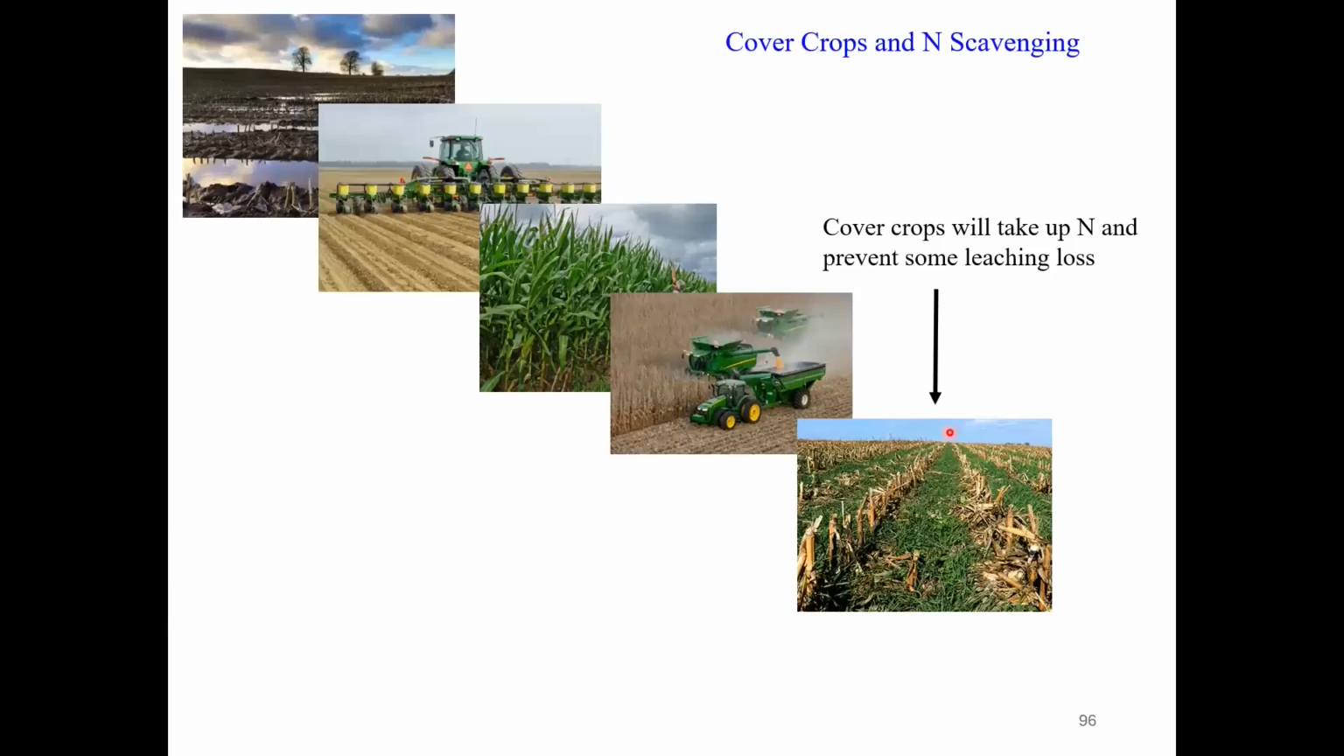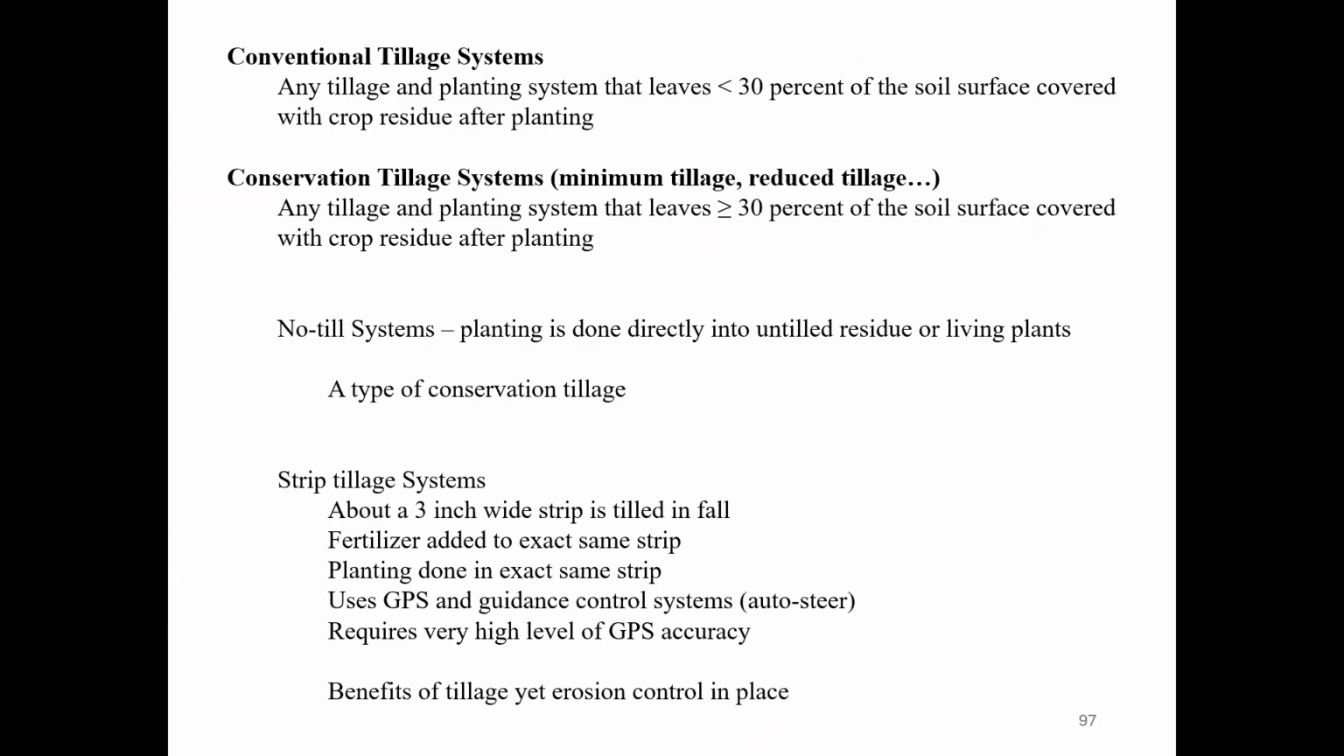So if we put those cover crops in, the scavenging, what that refers to is instead of that nitrogen that wasn't used by the crop getting converted to nitrate and leaking down into groundwater and into the tile, we have a plant that's growing now. It's going to actively take up nitrogen. So that nitrogen is going to cycle and stay in the soil and have less time to move down into the tile.